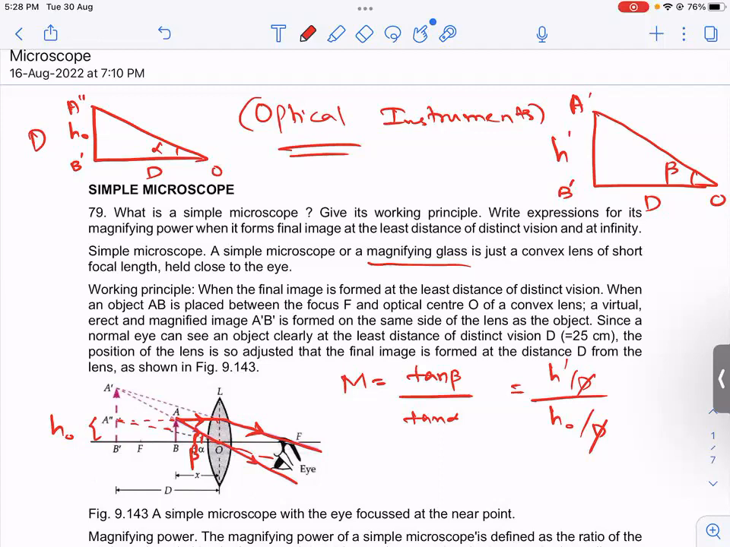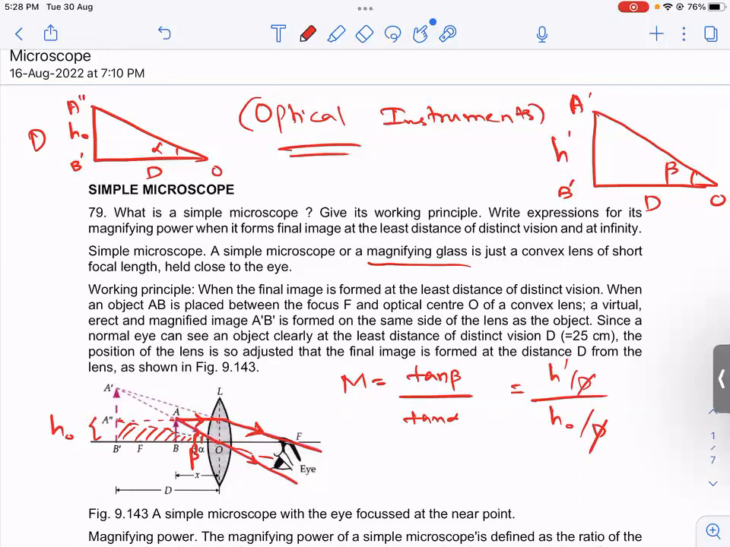This triangle, okay, I'll shade it at least. This triangle I consider. This is the optical center and B dash. The distance between the optical center and B dash is capital D.